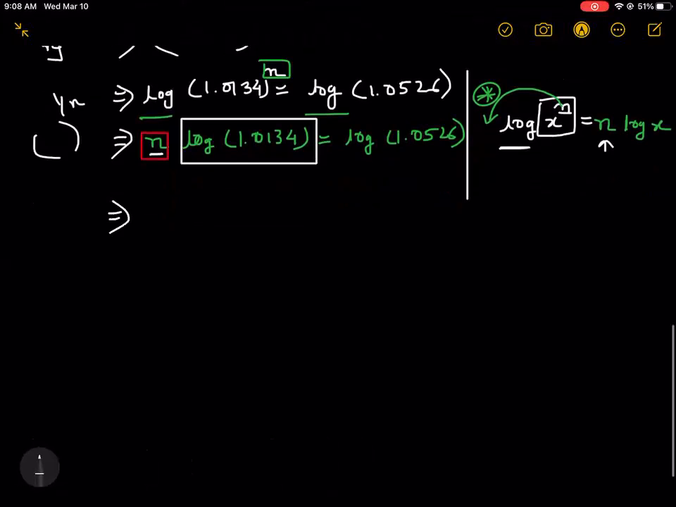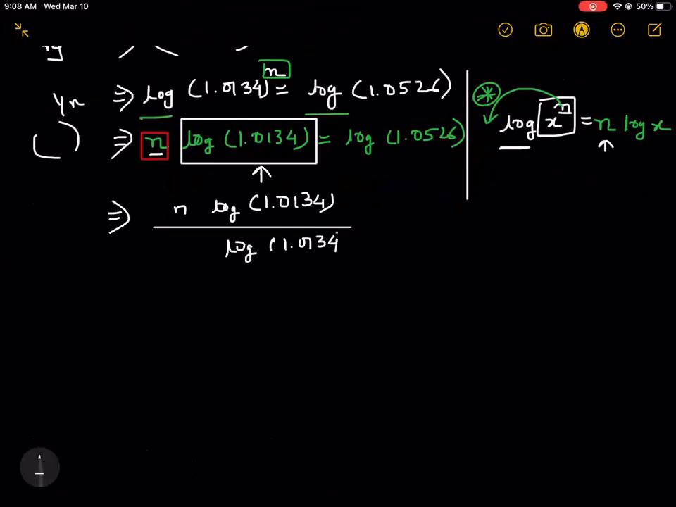So we can divide both sides by this. So let me show. So this will be n times log of 1.0134 divided by log of 1.0134 equals log of 1.0526 divided by log of 1.0134.